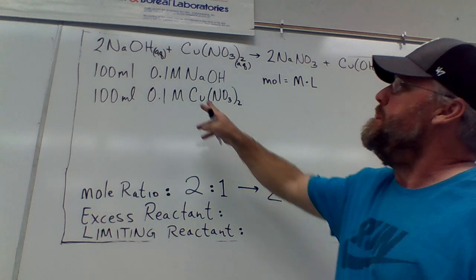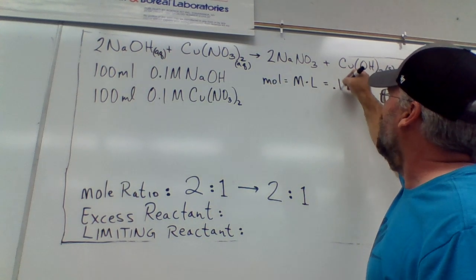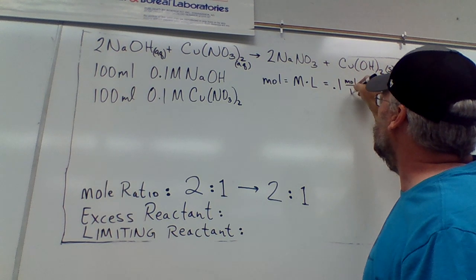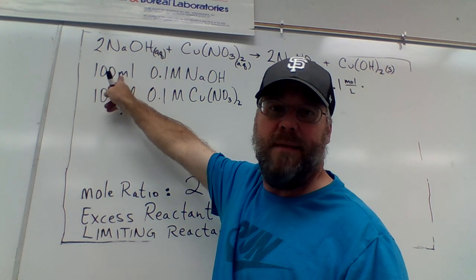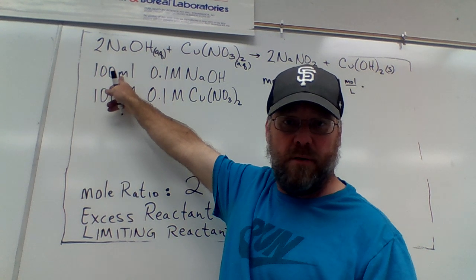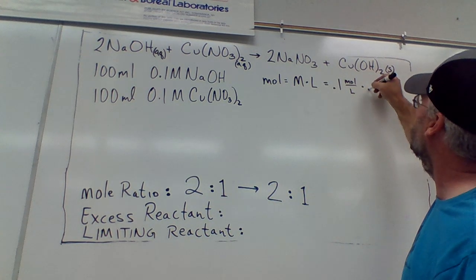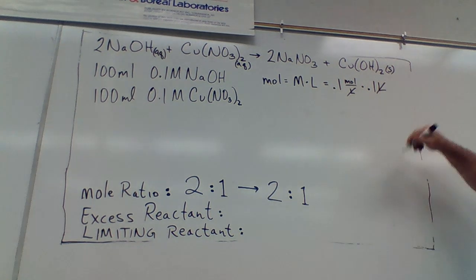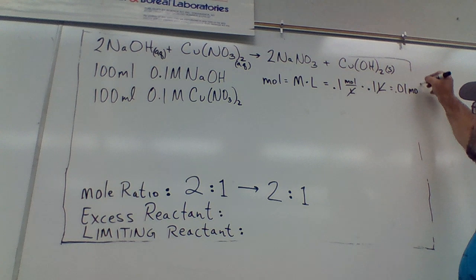And so here we would want to take 0.1 molar, which again is a mole per a liter, and multiply it by 100 milliliters divided by 1,000 milliliters per liter, which is 0.1 of a liter. The liters cancel, and we get 0.1 times 0.1, which is 0.01 mole.